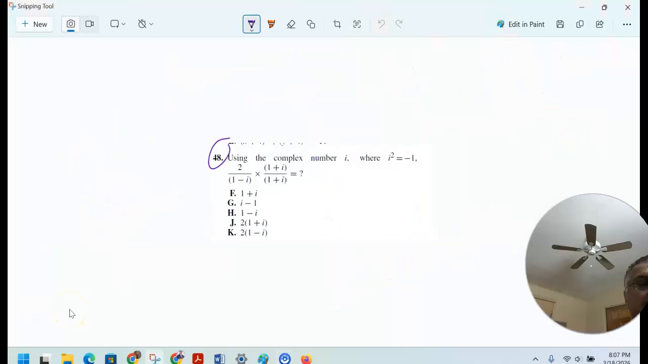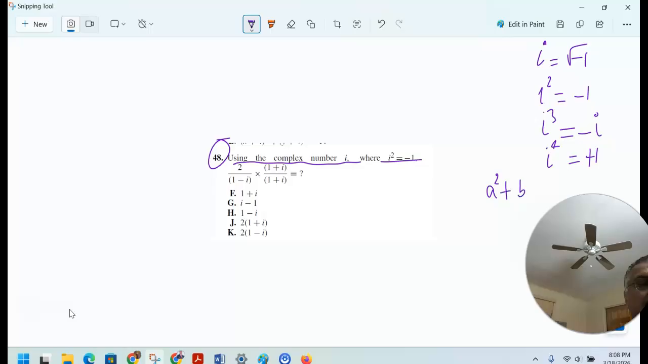So question number 48, using complex numbers. Remember, i basically means the imaginary unit, and if you square it, it is minus 1. If you cube it, it is minus i. And if you write i raised to 4, it equals plus 1. Besides, you also have to know that a square plus b square comes from a plus bi and a minus bi.